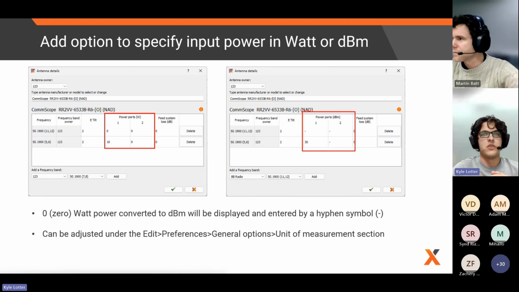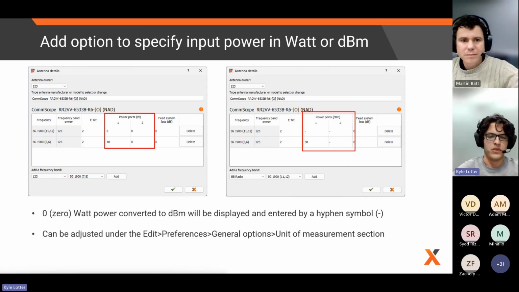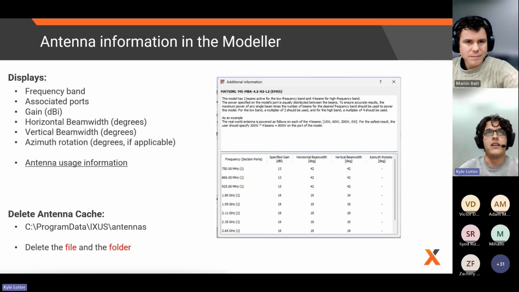Then next, we've added the option to specify the input power in dBm or watts. Obviously here you have the issue of 0 watts not mapping to a real number in terms of dBm, because that's the log graph and it's also asymptotic. So we've denoted that instead with a hyphen. And this can be adjusted under the edit preferences, but I'll demonstrate that.